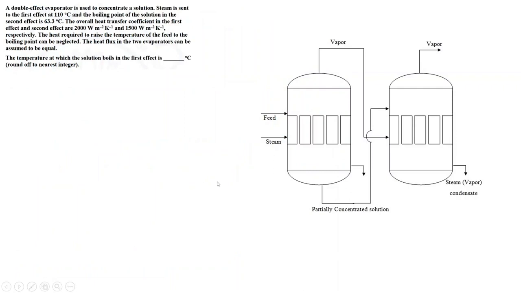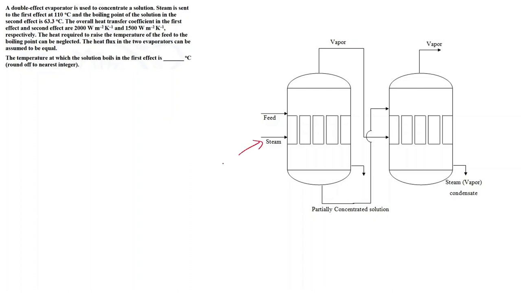So just to give a basic schematic of a double effect evaporator, this is my first evaporator. If I'm only using a single one, then it is a single effect evaporator. Since I'm using two evaporators, we call it a double effect evaporator. Here we have been told steam is sent to the first effect at 110 degrees Celsius.